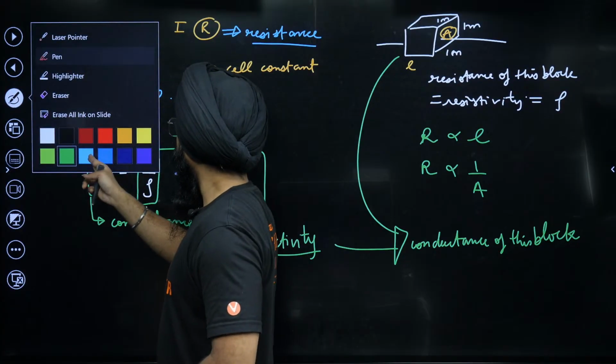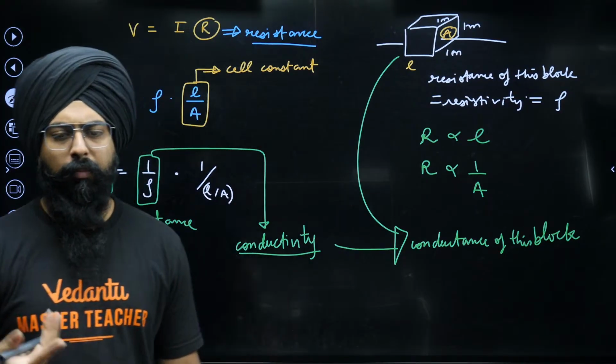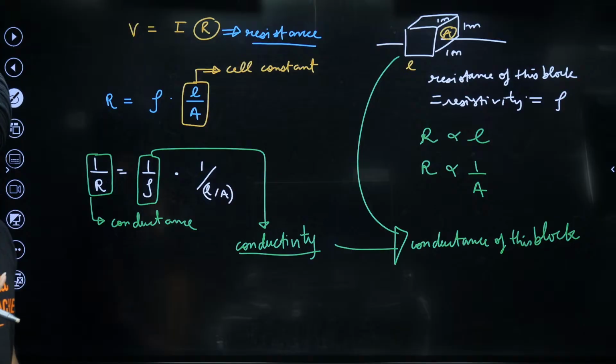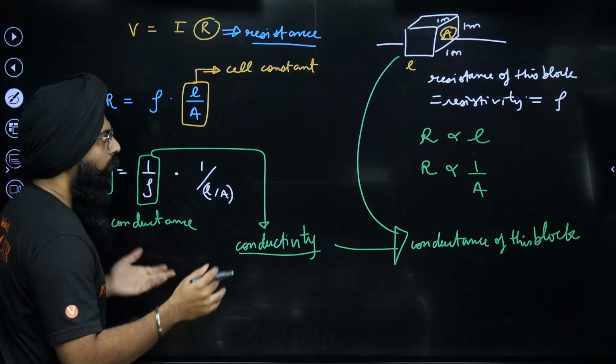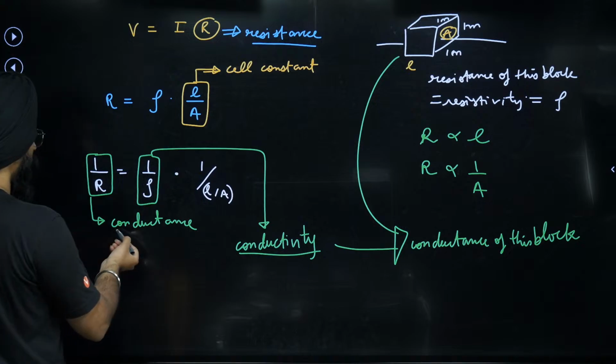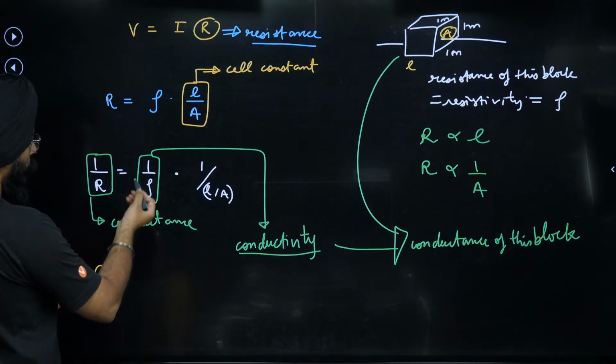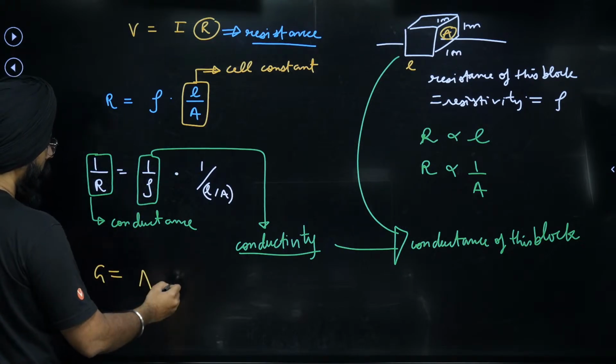So people, you can use different symbols for this if you want. In different books, you have different symbols. If you want to call conductance as G, you can call this as lambda.